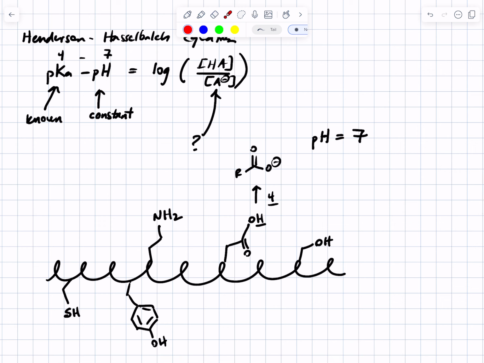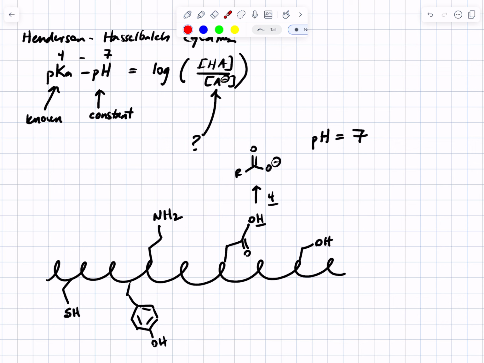we're back. So 4 minus 7 is a negative number, right? Greater than, less than. Okay, now you need properties of logarithms. If this is a negative number here, which of the two is bigger, the numerator or the denominator? Denominator, right? If a log is negative, that means the number inside the log is less than 1, right? So that means the conjugate base form dominates.